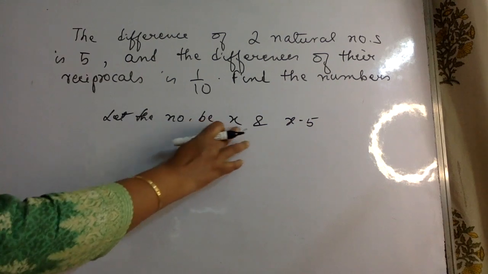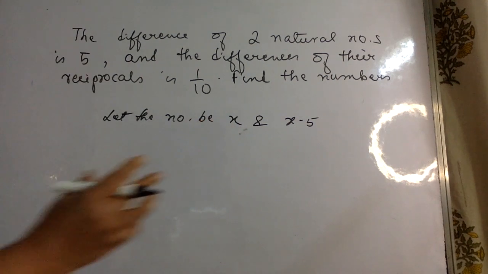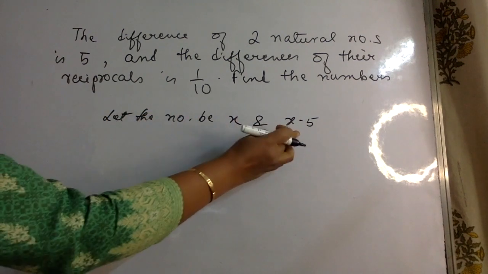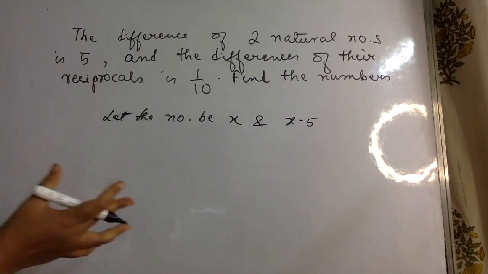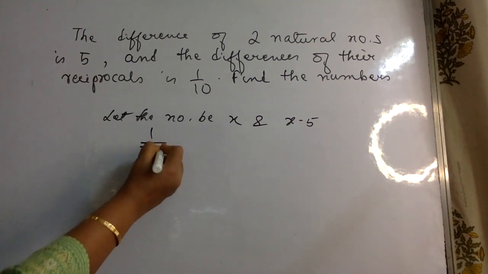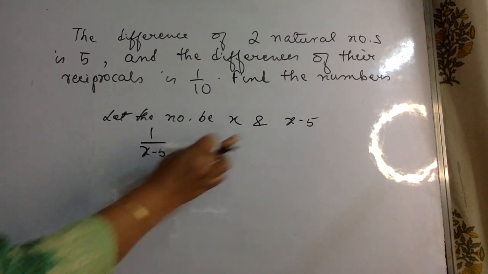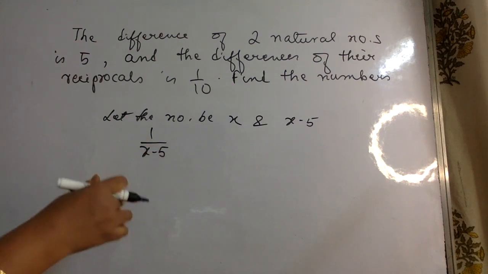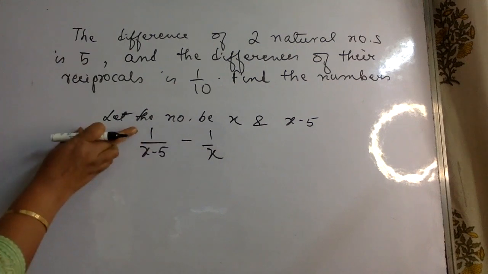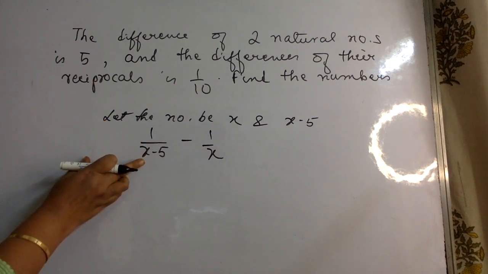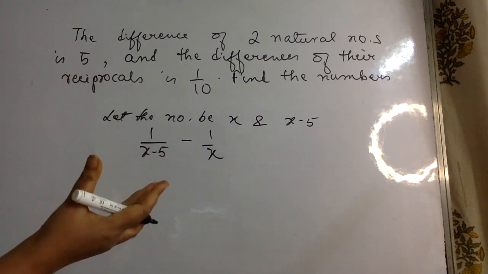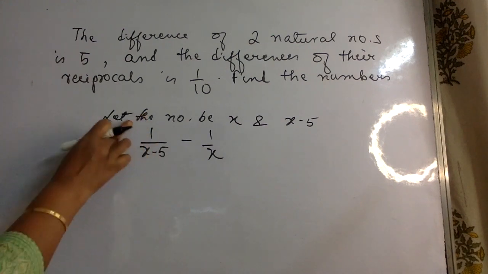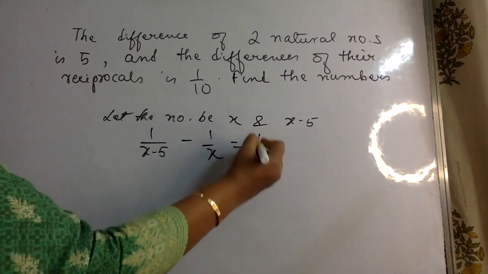The difference of their reciprocals is 1/10. Here there is something you need to understand. If the denominator is smaller, then the number becomes bigger. So you should not have any confusion as to what to write first. You have to write the one with the smaller denominator first, because the smaller the denominator, the bigger the number. So 1/(x minus 5) minus 1/x. Think of a 1 kg cake cut into x minus 5 pieces, and here into x pieces. Since here you are cutting it into fewer pieces, you get a bigger piece here. So that is equal to 1/10.